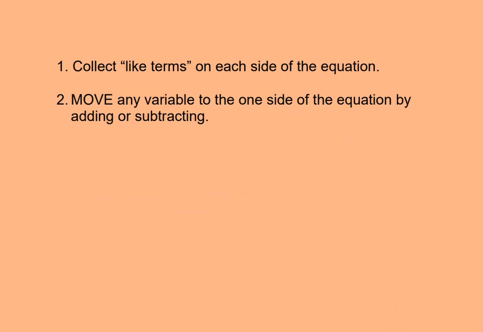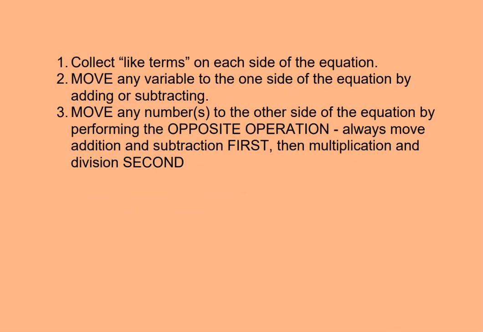The next step is to move any variable to one side of the equation by adding or subtracting. So we want the variables on one side of the equation, and then we want to move any numbers to the other side of the equation. We do this by performing the opposite operation. So if something is being added to one side of the equation, we can move it to the other side of the equation by subtracting.